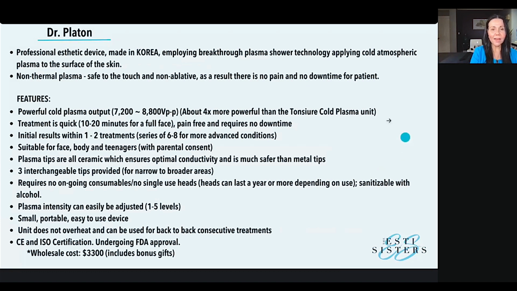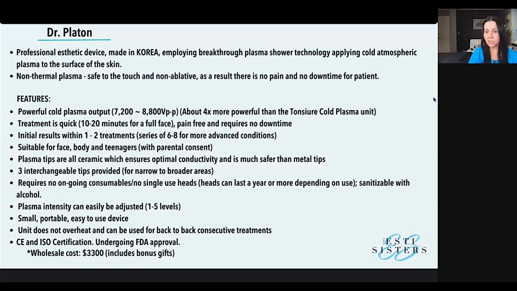So here we are at the specifics of our DrPlaton. DrPlaton is a professional aesthetic device as opposed to the Tanisher. The Tanisher is something that we can use in our treatment room. It's crazy effective, super effective. It's all we had until April. However, it's also considered an over-the-counter or home care device, okay? It's about one-fourth the amount of output that the DrPlaton is going to give.